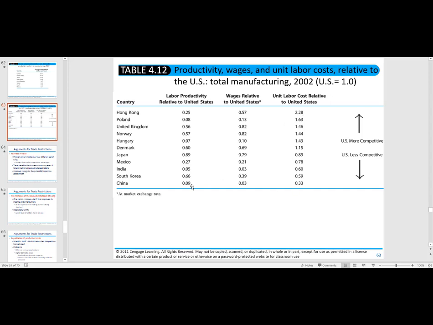At the other end, there's the example of China, where labor productivity amounts to merely 9% of that of the US, and the wages are about 3% of those in the US. So even though the productivity is lousy, the wage is so low that at the end, the cost of labor is just about 33% of that of the US. So much more competitive in that sense. And what this is trying to reinforce is that when it comes to labor cost, the wages are not the full story. We also need to take into account the productivity levels.